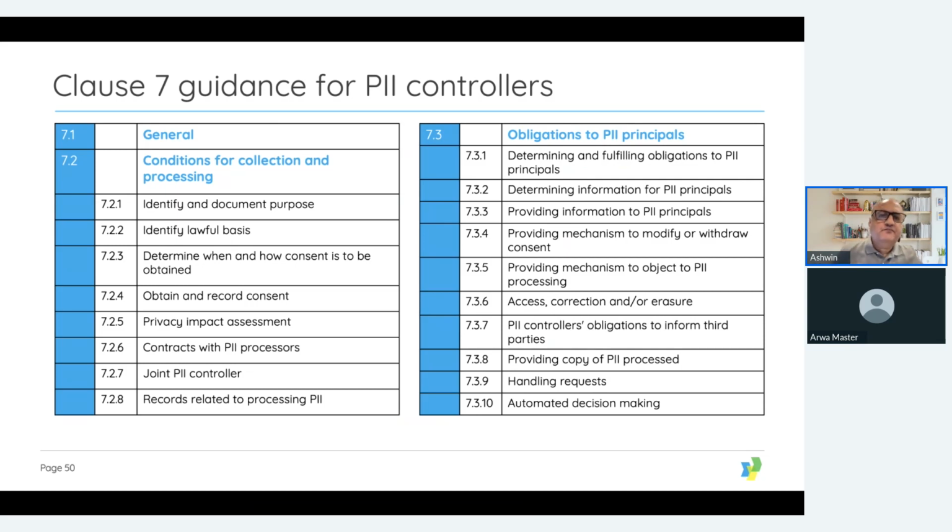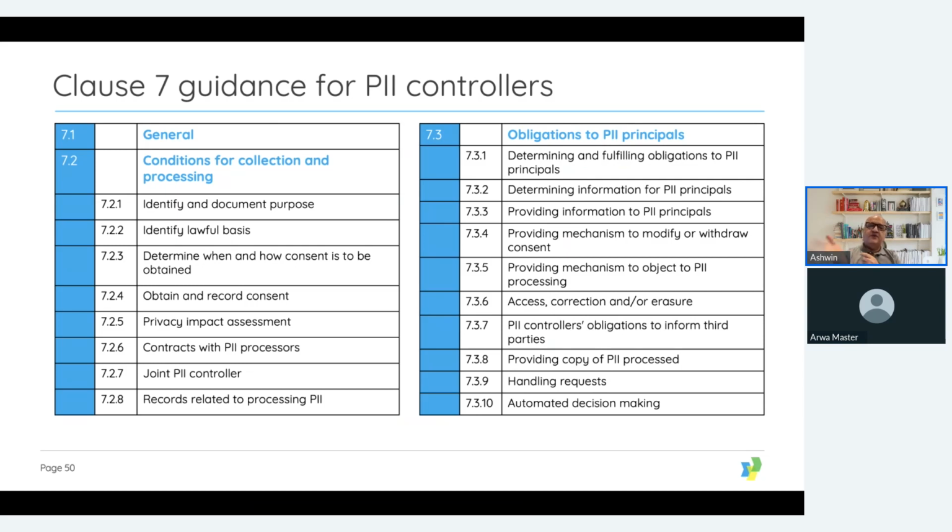Right? Now, if you look at Clause 7.2, it talks about conditions for collection and processing: identify and document purpose, identify lawful basis, which the DPDP Act also says should be there, determine when and how the consent is to be obtained. The DPDP Act also says the same thing. Obtain and record the consent, the Act says the same thing.